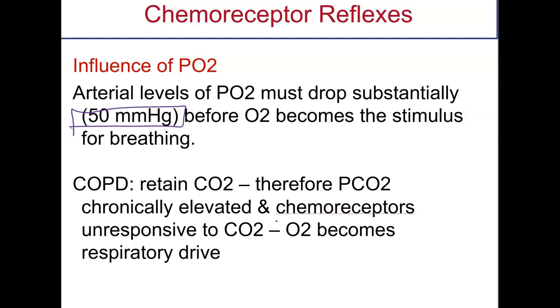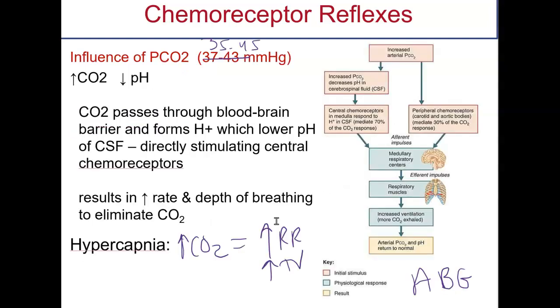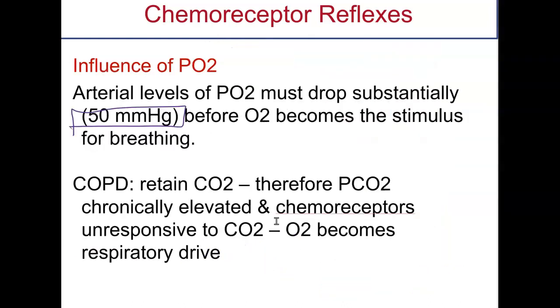Because again, we breathe anytime our CO2 levels go up. That's the stimulus for breathing. Oxygen, the critical point, is around 50. So typically a PO2 has to fall to 50 before it becomes the stimulus for breathing.